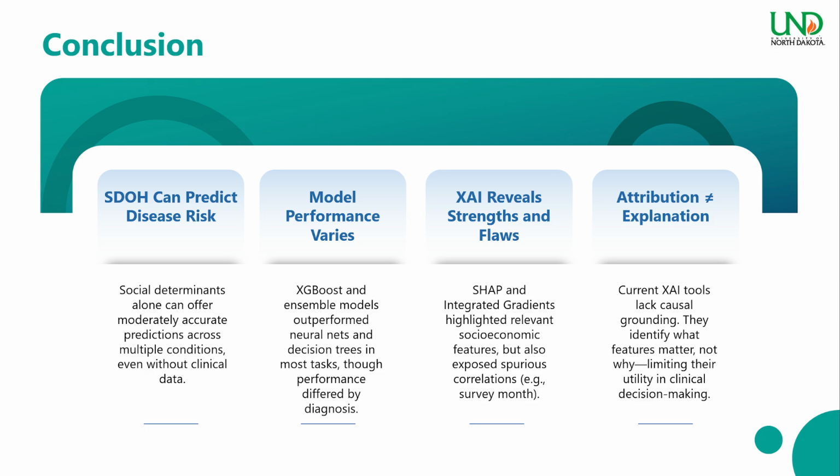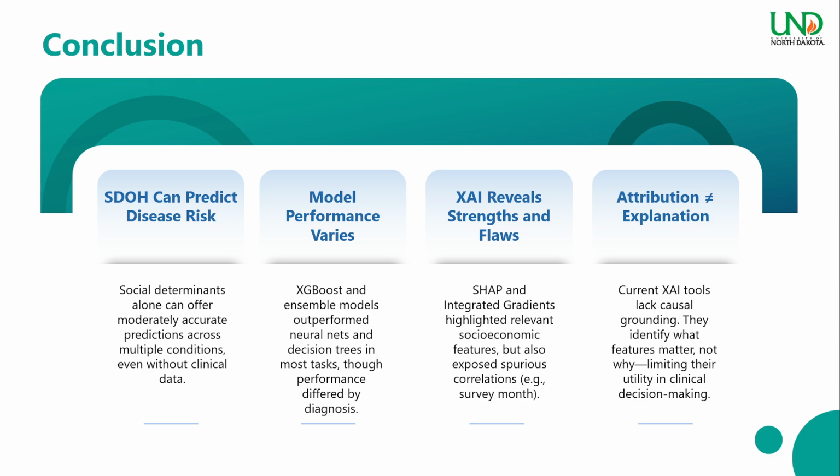So to wrap up, there's 4 major takeaways from this project. First, we found that social determinants of health alone can meaningfully predict disease, even without the clinical data. The models achieved reasonably strong performance across several conditions. Second, model performance varied, with XGBoost and ensemble approaches generally outperforming the neural networks and decision trees. Neural networks still perform very well. Decision trees showed consistently poor performance, which is good to see the explainability across that spectrum.